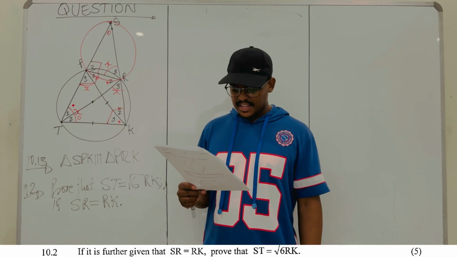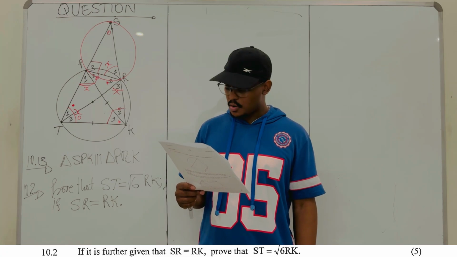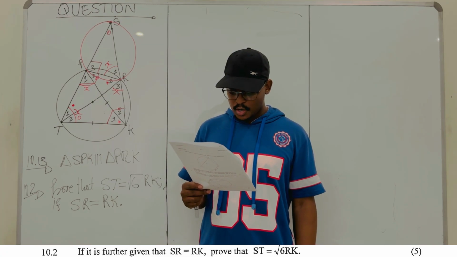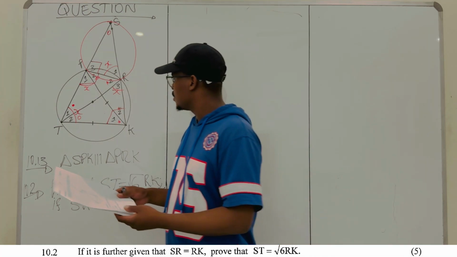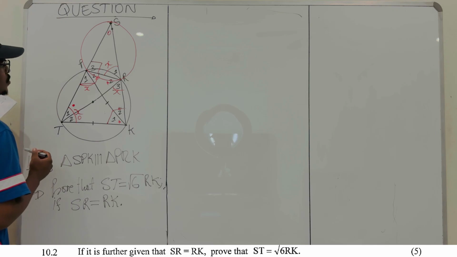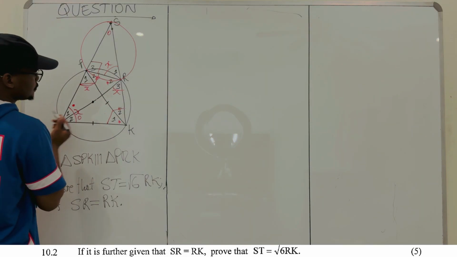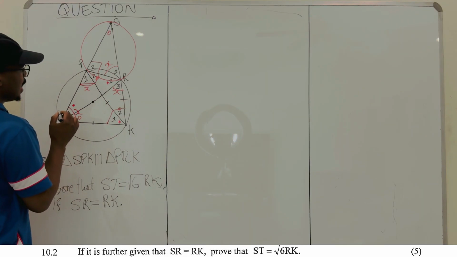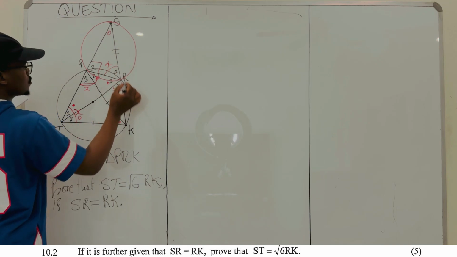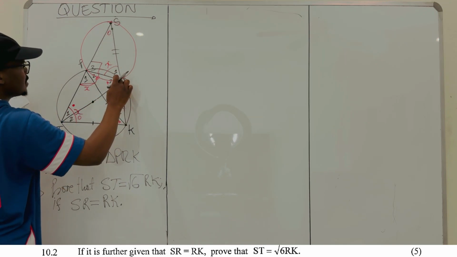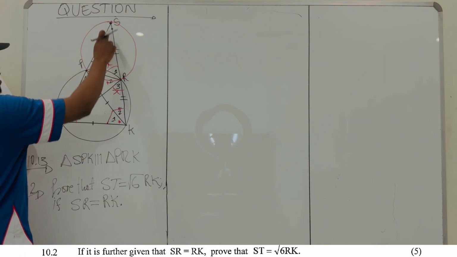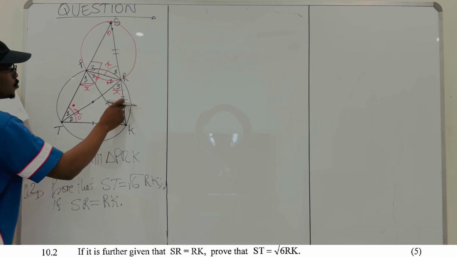So, they're saying, it is further given that SR is equal to RK. So they want us to prove that ST is equal to square root 6 RK. So they're telling us that SR, where is SR? SR is this length here. It's equal to RK, which is this length. That you can see here. SR is equal to RK. Fine, so these two are equal.